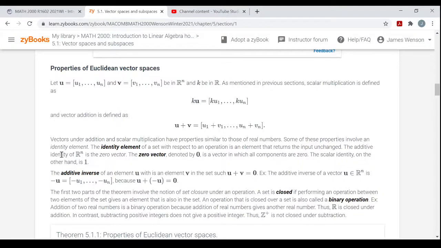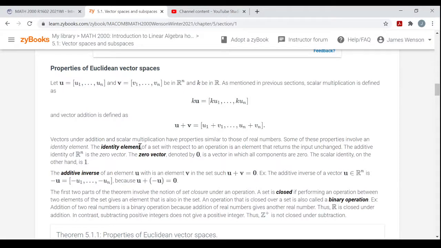Some of these properties involve an identity element. The identity element of a set with respect to an operation is an element that returns the input unchanged. So for scalar multiplication, the identity element for the scalars is the number 1. If I multiply a vector by 1, it doesn't change that vector. And then for vector addition, the identity element would be the 0 vector. The 0 vector is a vector where all the components are 0. If I take a vector and add the 0 vector, that first vector is unchanged. So they'd call the 0 vector the identity element.